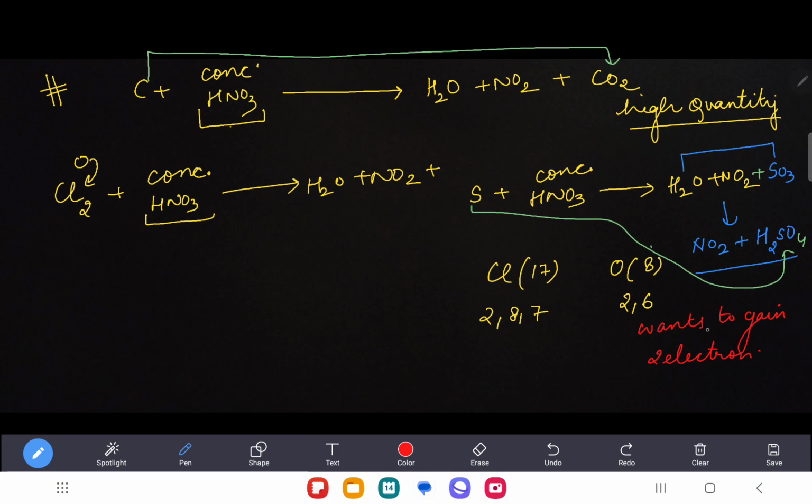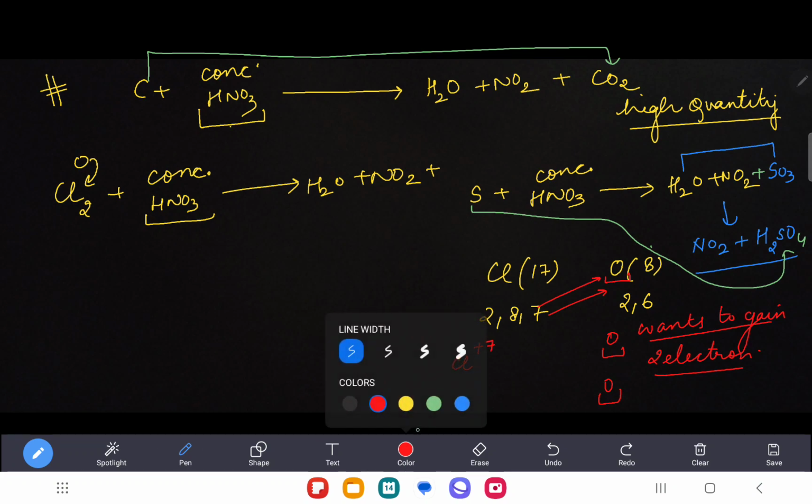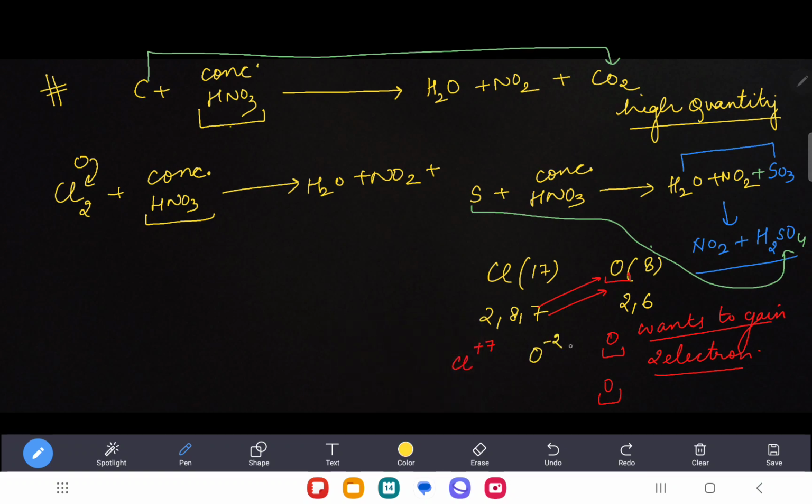So oxygen, if it wants to gain 2 electrons, then definitely it is going to pull all the 7 electrons, because there is not just one oxygen atom, there are multiple oxygen atoms that HNO3 is going to release in the beaker. So one chlorine shall become Cl plus 7, and one oxygen gains 2, because the need of oxygen is just 2 electrons. So it is going to become Cl2O7.